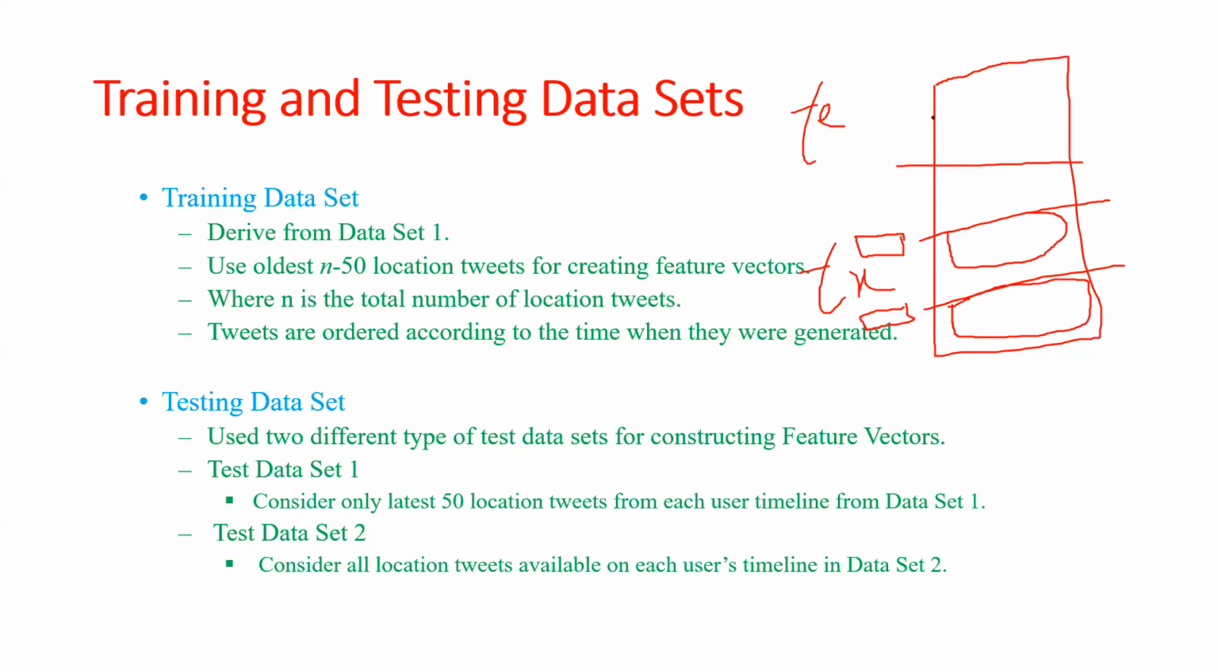And for testing, we just take a location tweet. We have taken the 20 tweets before it, and we have hidden the labels of where he has visited, right? We have hidden those labels, and we are predicting those labels at the time of inference, right?